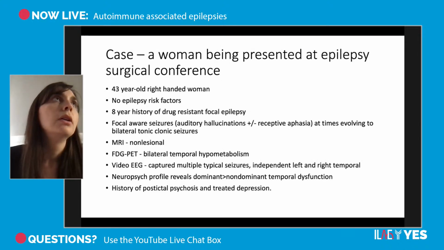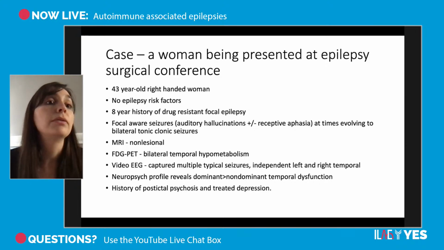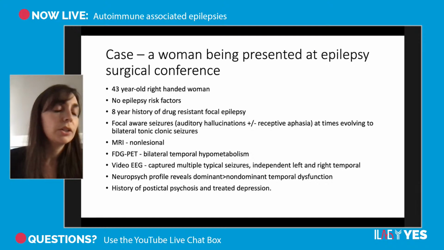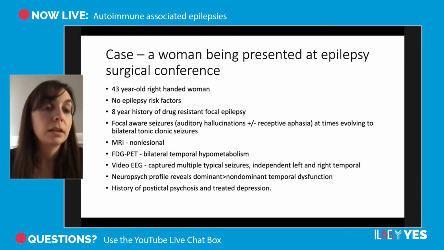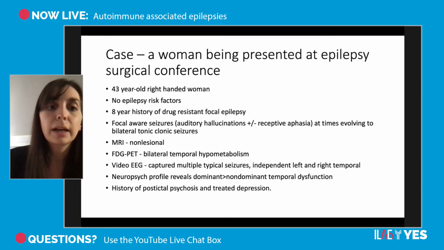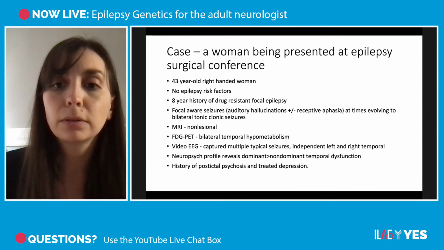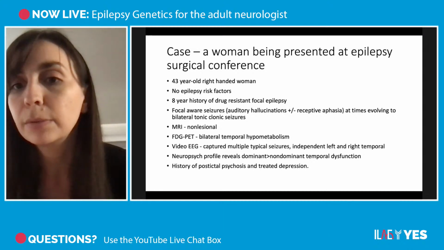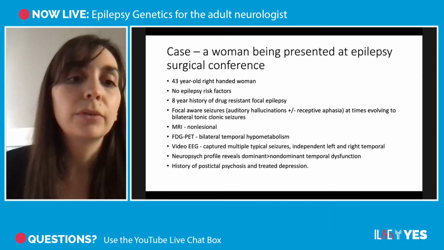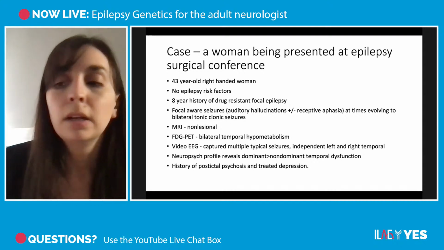And so I just want to talk to you about a case that really exemplifies the problem that we're often faced with as epileptologists. This is a woman who was presented at an epilepsy surgical conference at my institution. She's 43. She has no epilepsy risk factors. She's had drug-resistant focal epilepsy for 8 years, so since age 35. She has focal aware seizures with auditory hallucinations, which may or may not evolve to receptive aphasia, and at times these evolve to bilateral tonic-clonic seizures.